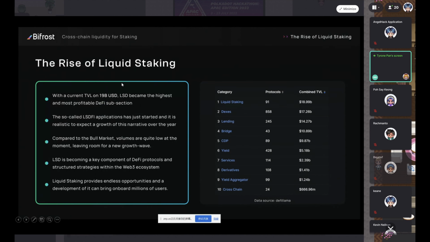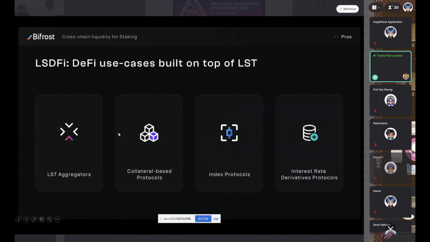The rise of liquid staking is recently the market trend on this, we can say, DeFi track, right? So liquid staking came to the top recently, and it takes over Dapps, lending, bridges. We don't introduce it in detail for this part. Okay.